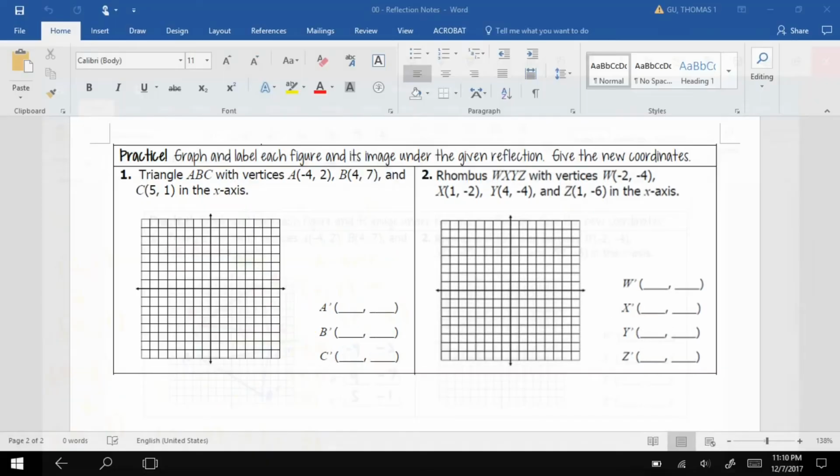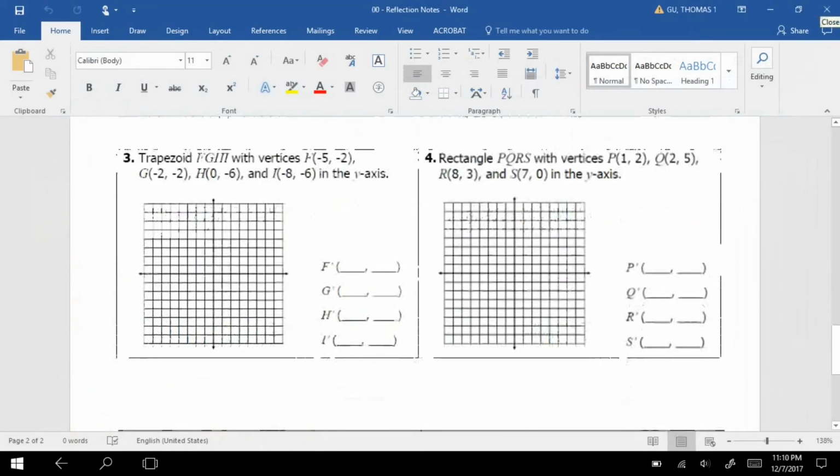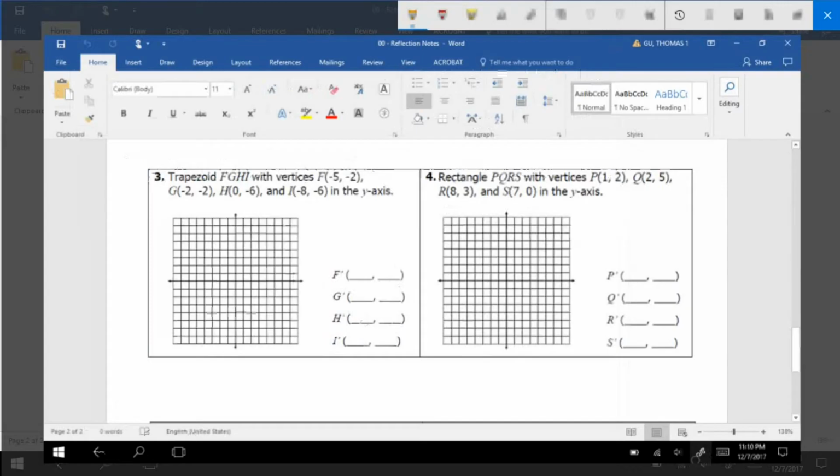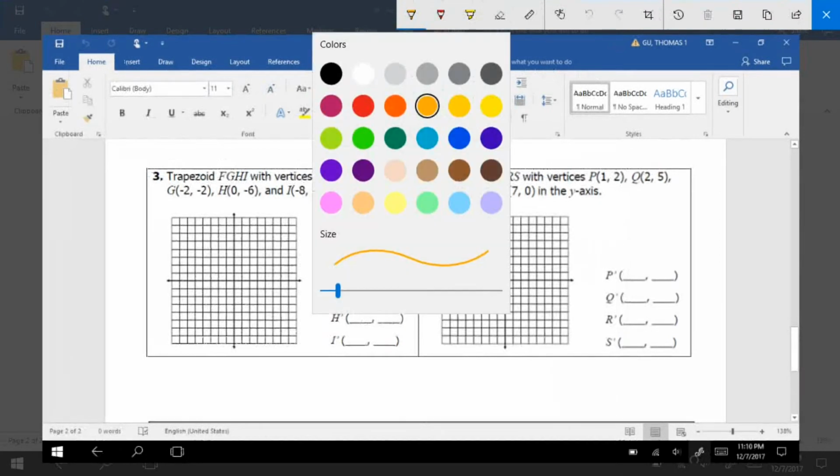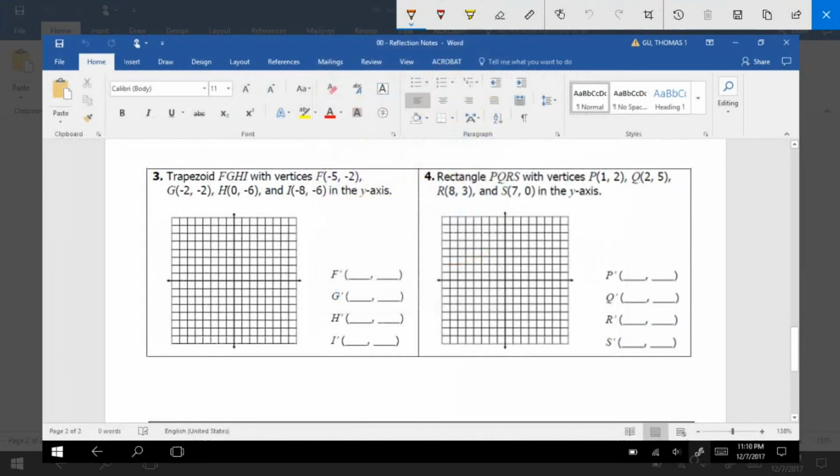Let's go to number 3. All right, this time we've got a trapezoid. I'm going to go ahead and plot the points. You guys plot the points as well, and hopefully we have the exact same points plotted. So, all right, there are points F, G, H, and I.